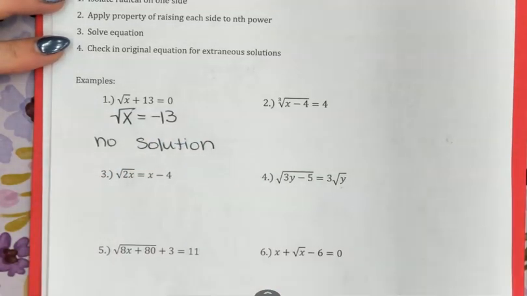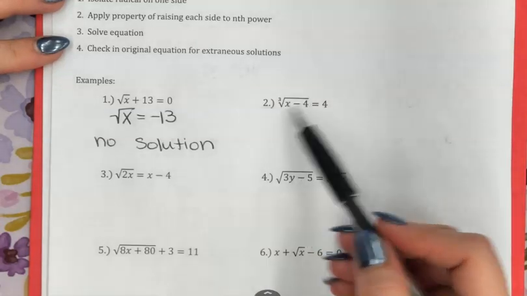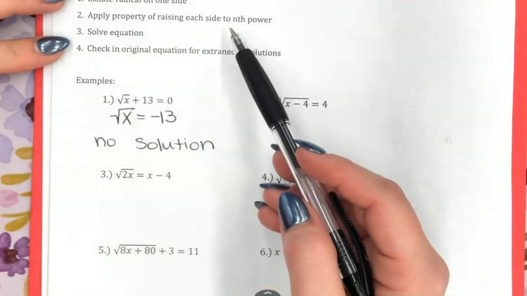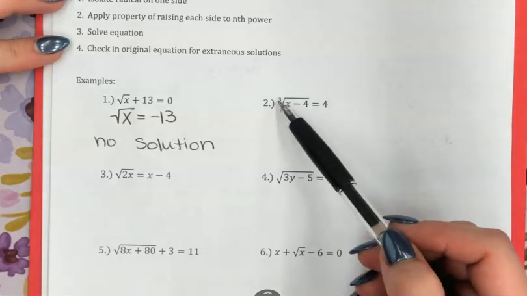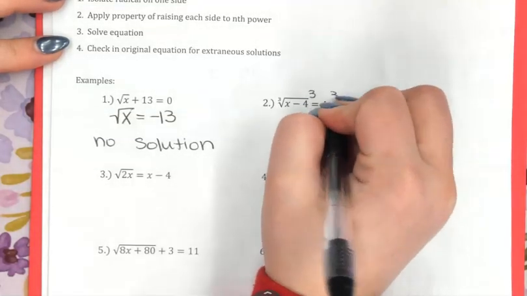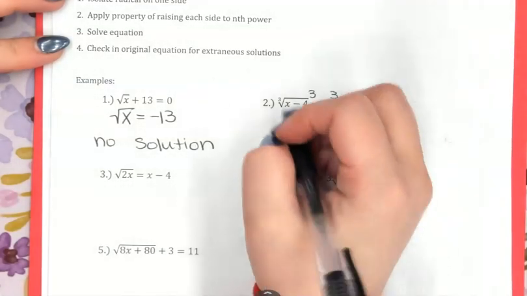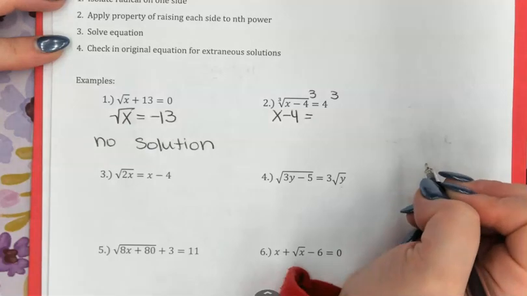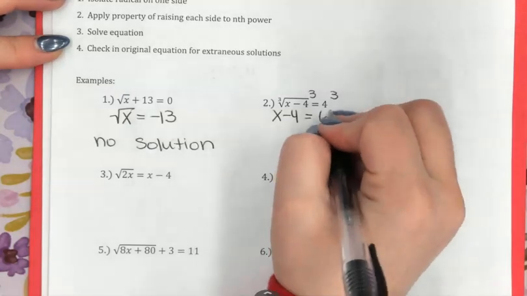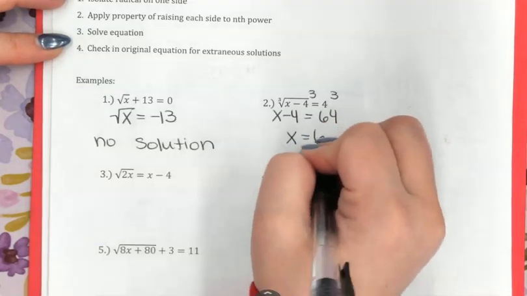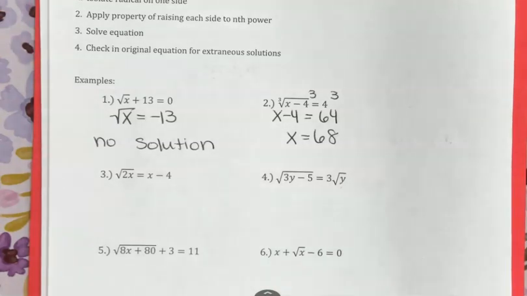Okay. Moving on to 2, my radical is already by itself, so I'm going to jump to step 2, which is applying both sides to the nth power. My index here for cube root is 3, so I'm going to raise both sides to the 3rd power. My radical now goes away on the left, and x minus 4 is going to be equal to 4 to the 3rd power, which is 64. I can now add 4 to both sides, and I get that x is 68.